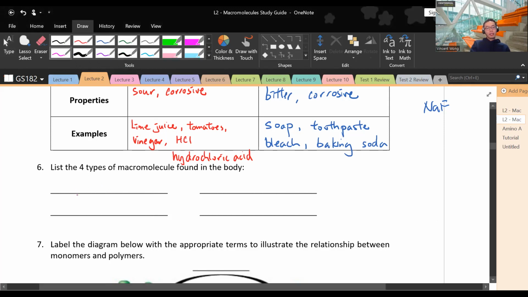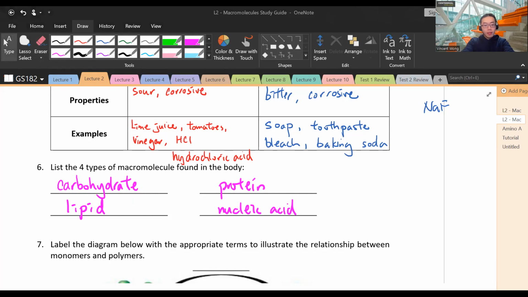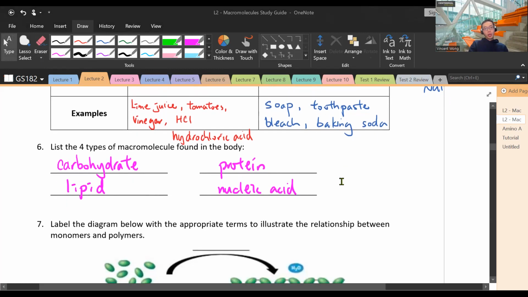Okay, and there are 4 main types of macromolecules that are found in the body. We have carbohydrates. We have proteins, that's right. Nucleic acid and lipid. Very good. Those are the main ones that we're going to look at. Now, what is so common about these macromolecules?